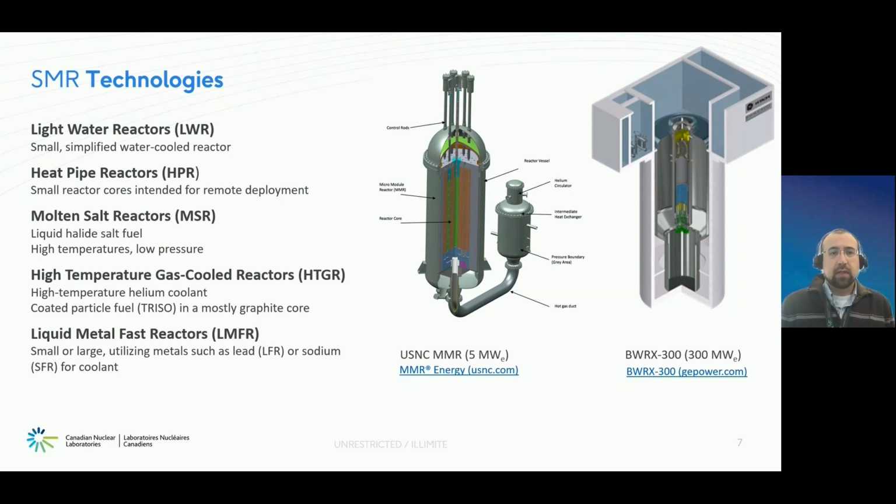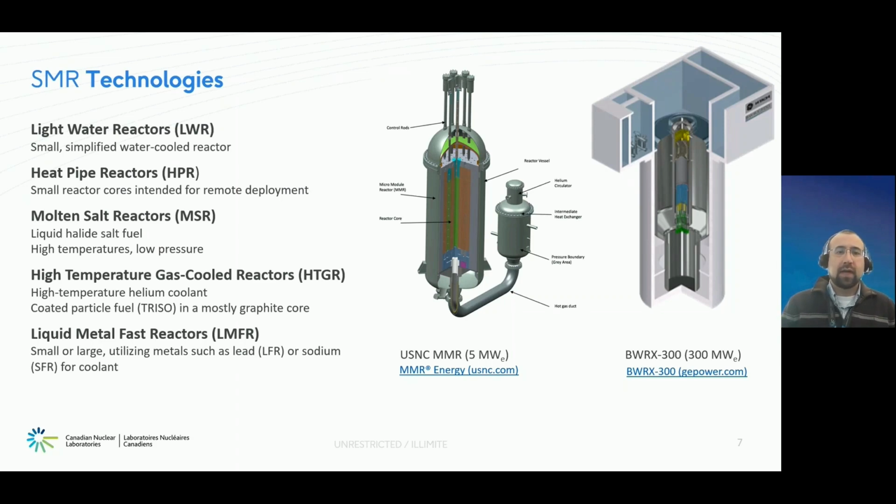These operate at relatively high temperatures, but still remaining at low pressure. There are high temperature gas-cooled reactor concepts that typically utilize helium as a coolant and coated particle fuel, such as the TRISO fuel concept, with a mostly graphite core. This could be a pebble bed type reactor arrangement or a prismatic reactor core arrangement.